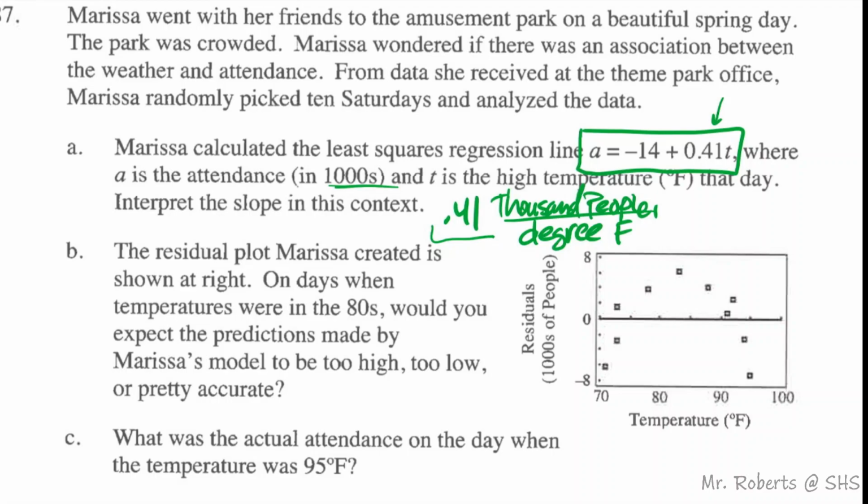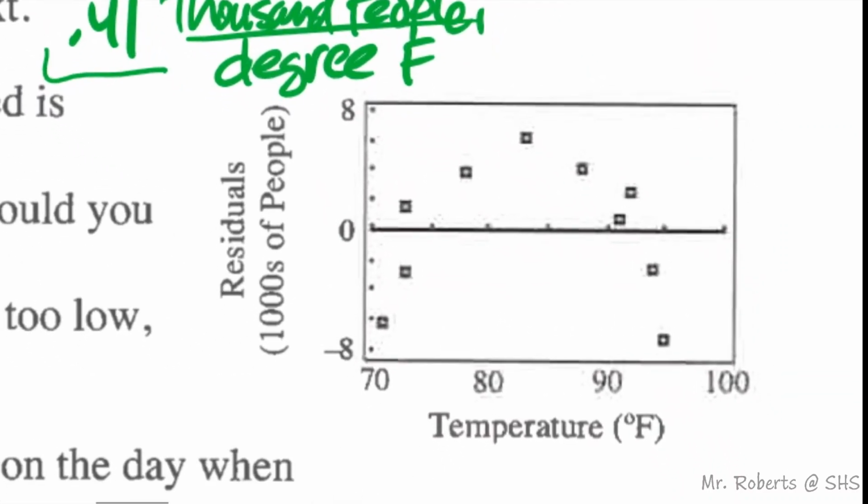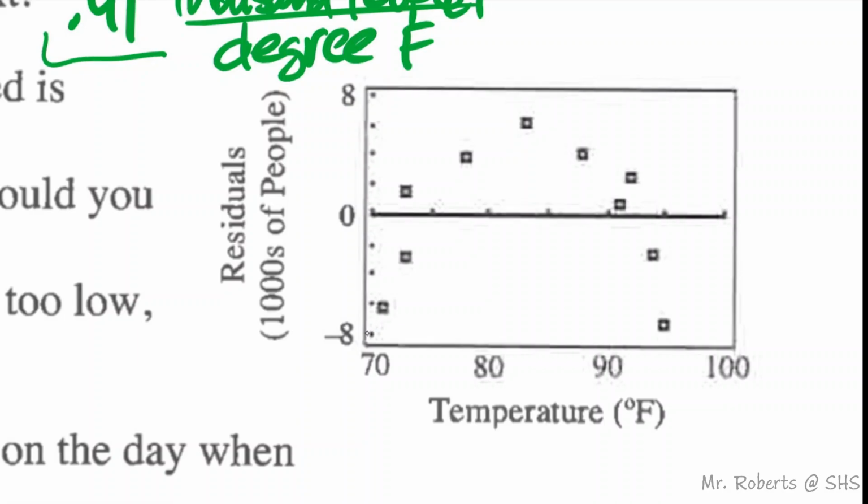The residual plot Marissa created is showing it right. On days when the temperatures were in the 80s, would you expect the predictions made by Marissa's model to be too high or too low? Oh, okay, so these are the residuals. And by the way, I see a pattern, right? It seems like the number of people in the park is increasing, but as soon as it gets too hot, right? As soon as it gets too hot, it's just like, you know what? 90s, hundreds, we're not coming. It's too hot to be there.